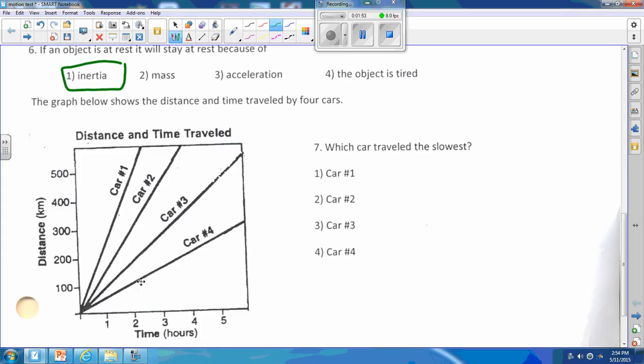The line that's going to get there in the fastest amount of time is going to be the one that has the greatest speed. So the steeper the line, the greater the speed. Car number 4 has the gentlest slope, so therefore it's going to be the slowest. Gentlest slope. This one's the slowest. It never even got to 500 kilometers yet, and car number 1 already did. All right, let's move on to the next page.